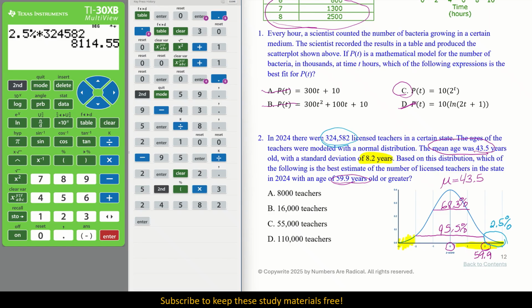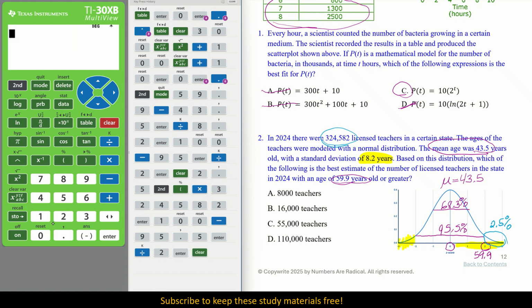Well, let's do that. 100 minus 95.5. Now, divide that by 2. That's 2.25. All right, so I'm going to clear it out. And I'm going to say 2.25 second percent and multiply it by that large number again.